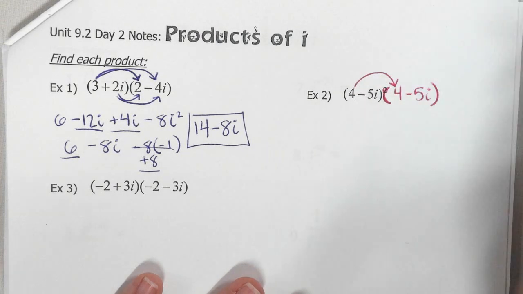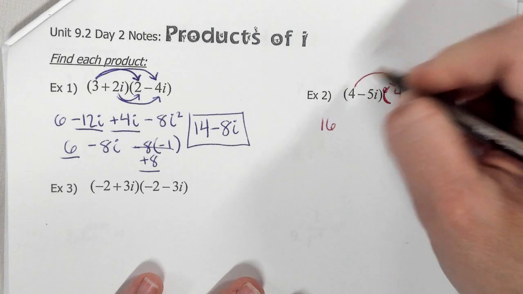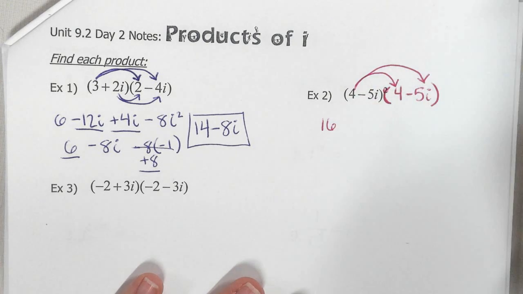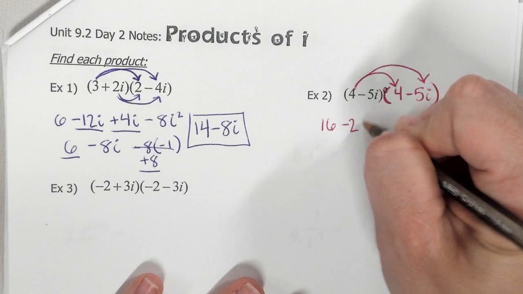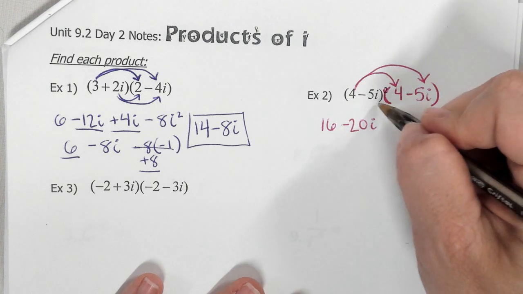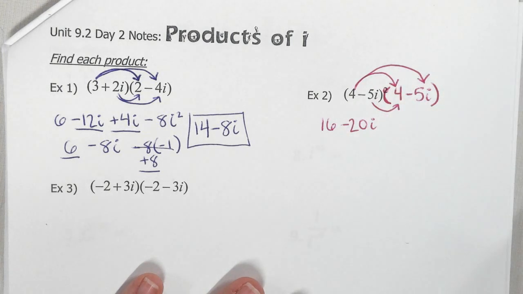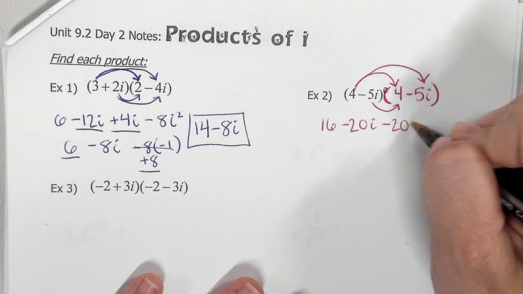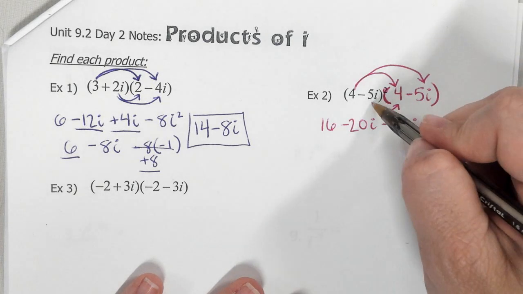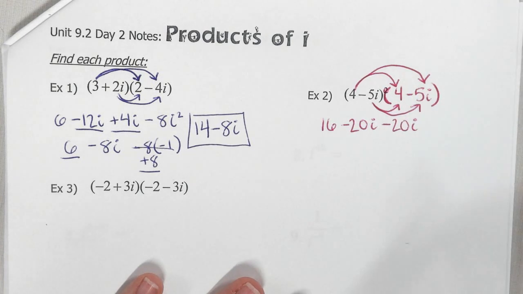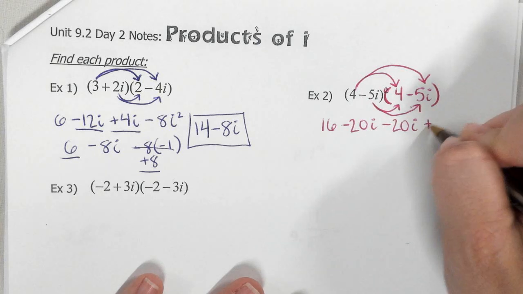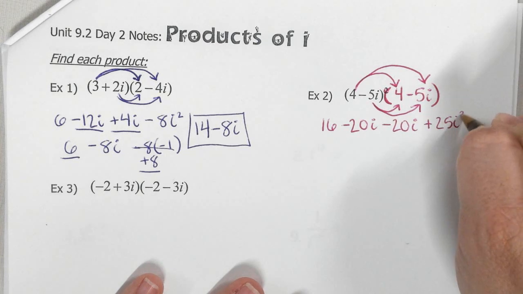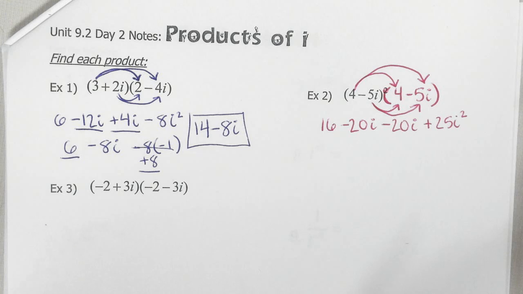So 4 times 4 is 16. 4 times negative 5i is negative 20i. Negative 5i times 4 is negative 20i. And negative 5i times negative 5i. Well, 2 negatives make, say, 25, and then I squared because they both had i.